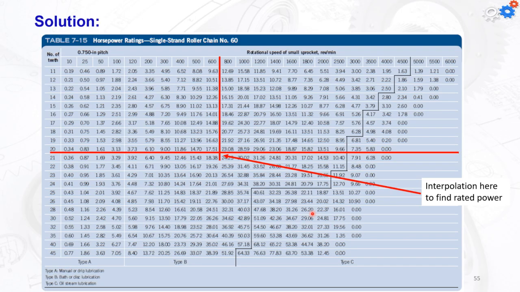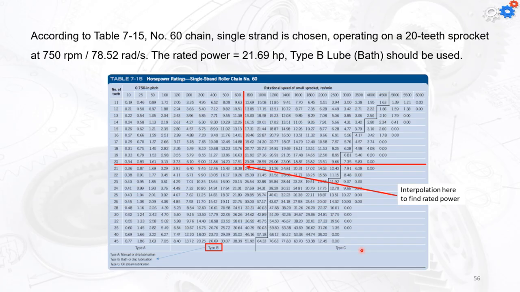So we are going to know definitely that this will be the pitch value, it's 0.75, and that's the type, which is the type B, and I can tell what the type of the lubrication we can have for it. So we know everything now. By the interpolation, we'll get that the power should be in the range of 21.7 horsepower.